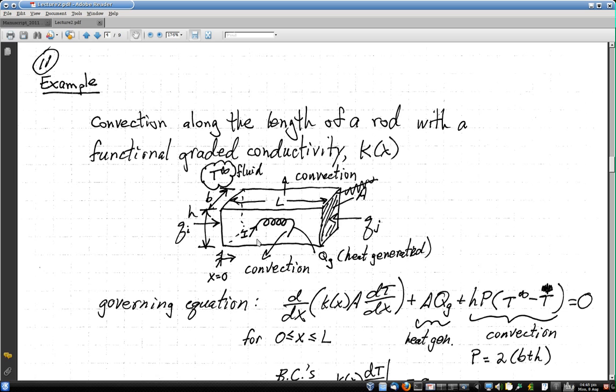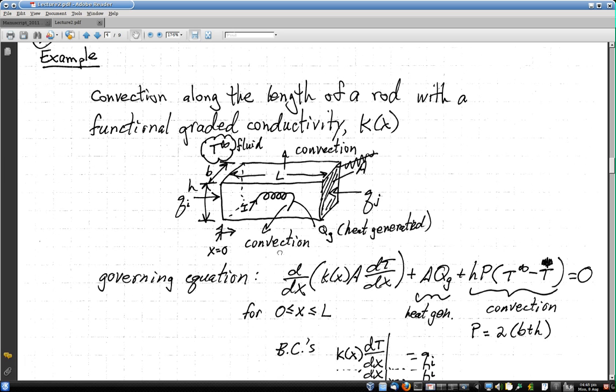We also say that we can apply a current internally so you can generate heat, and then you may also have heat losses through convection on the surface.